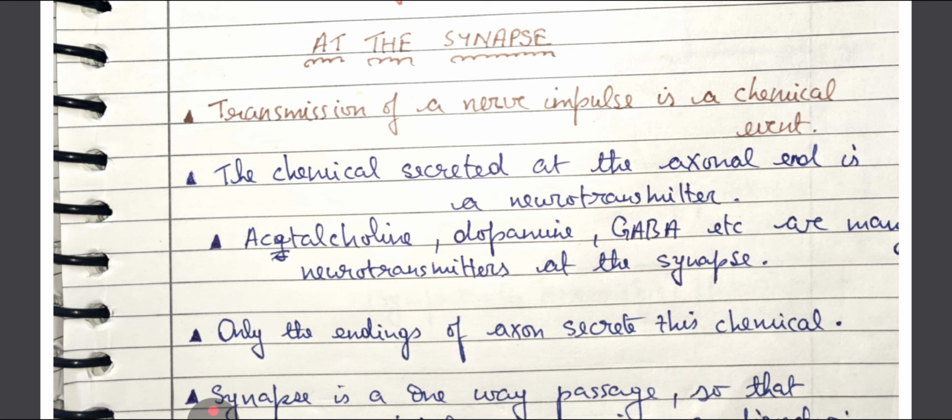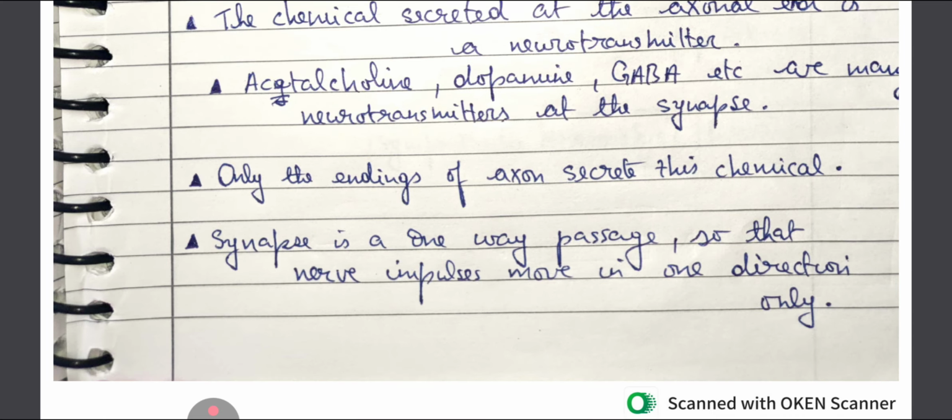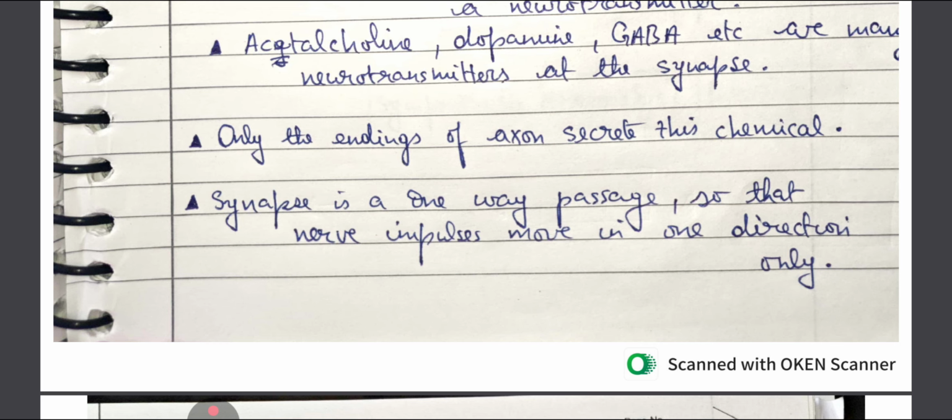Transmission of a nerve impulse is a chemical event. The chemical secreted at the axonal end is a neurotransmitter, which can be acetylcholine, dopamine, GABA, etc. There are many neurotransmitters secreted at the synapse. Only the endings of the axon secrete this chemical. Synapse is a one-way passage, so that nerve impulses move only in one direction.